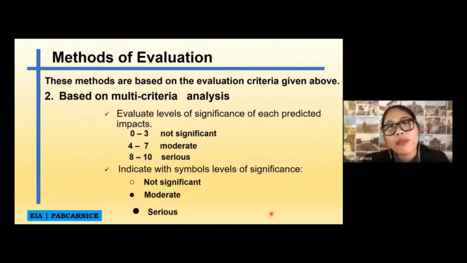We can evaluate the level of significance of each predicted impact. We can use 0 to 3, with 0 as not significant. This is more of the scoring method. We can also indicate levels of significance with symbols. We can have a dot with a halo for not significant, a full dot for moderate, and a bigger dot for serious. So that's on the multi-criteria analysis.